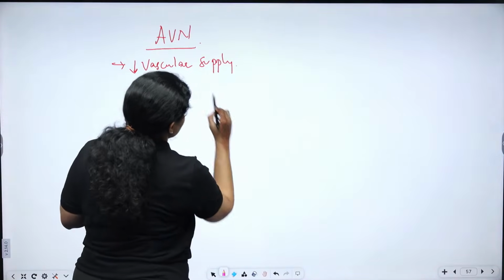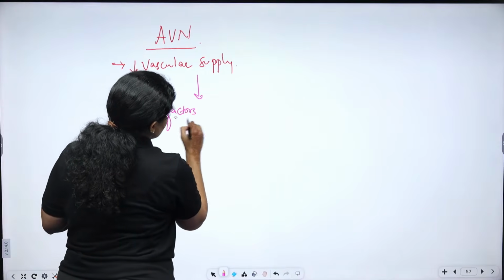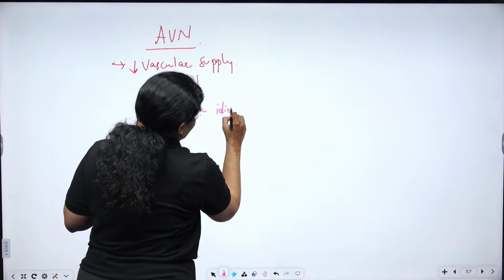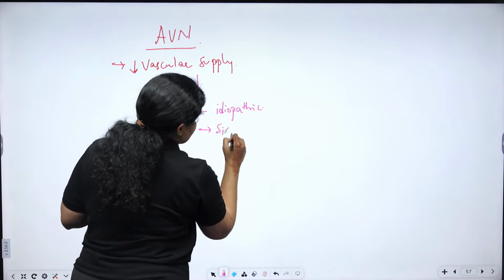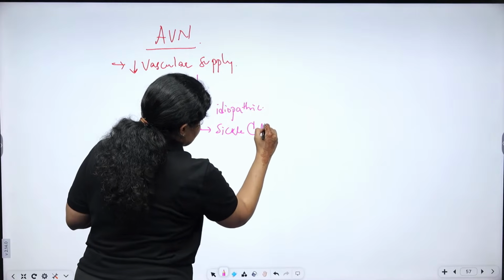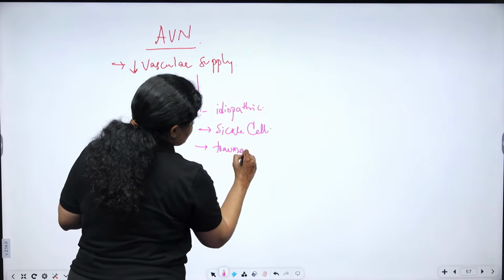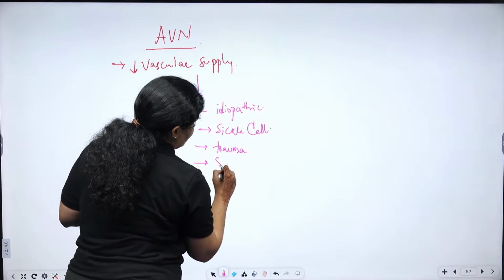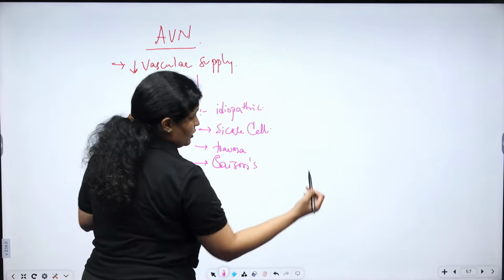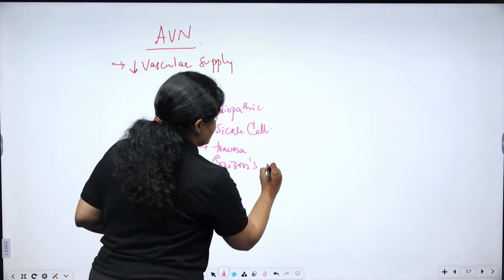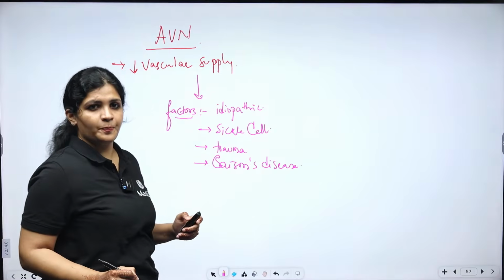But why is there a decrease in the vascular supply? The factors can be multiple. First and foremost, it is mainly idiopathic, so there is no known reason why the vascular supply is decreased. Or it can be sickle cell disease, sickle cell anemia, hemoglobinopathies, or it could be trauma. Trauma also results in avascular necrosis, or it could be Caisson's disease. Caisson's disease is deep sea sickness, where again you see avascular necrosis.